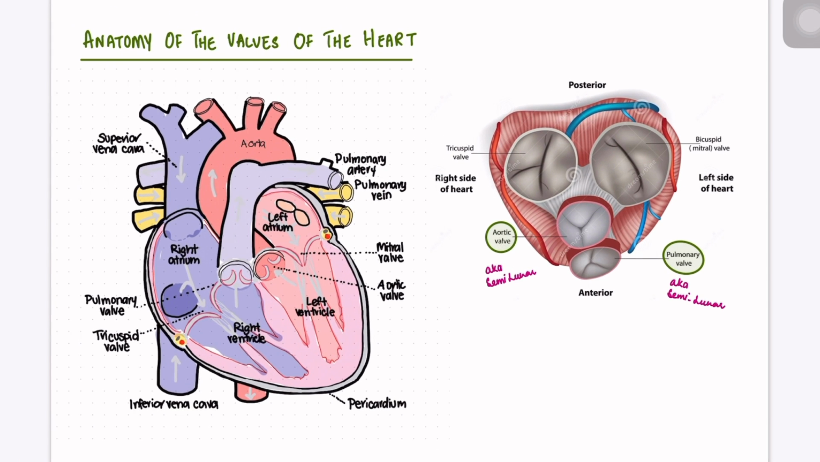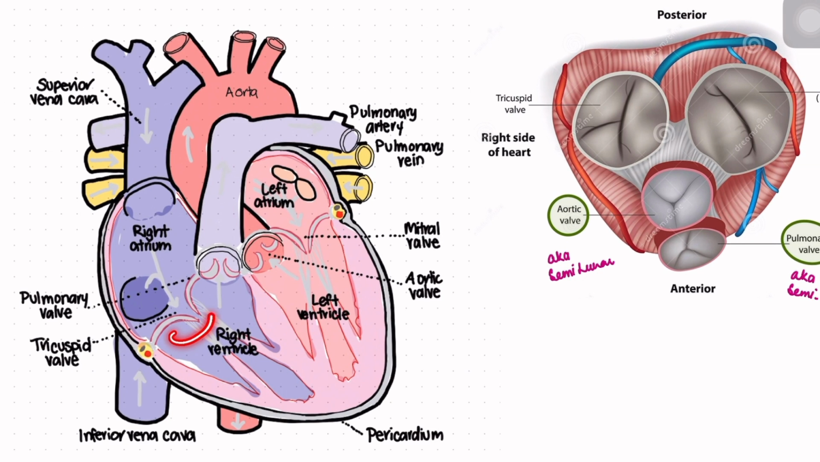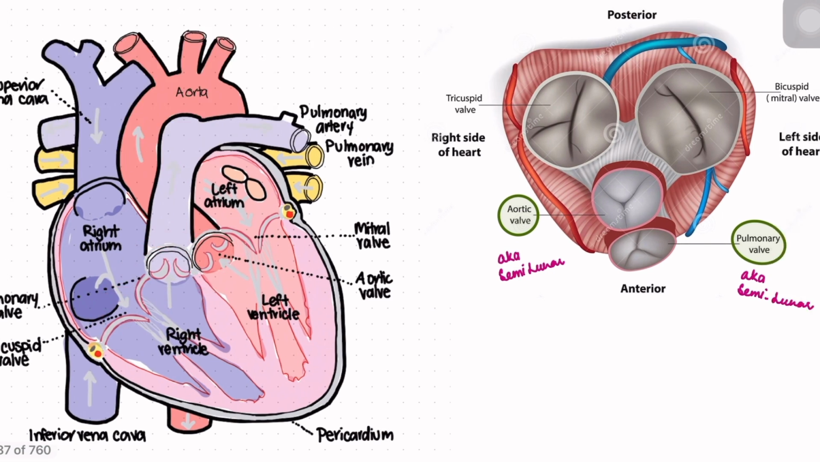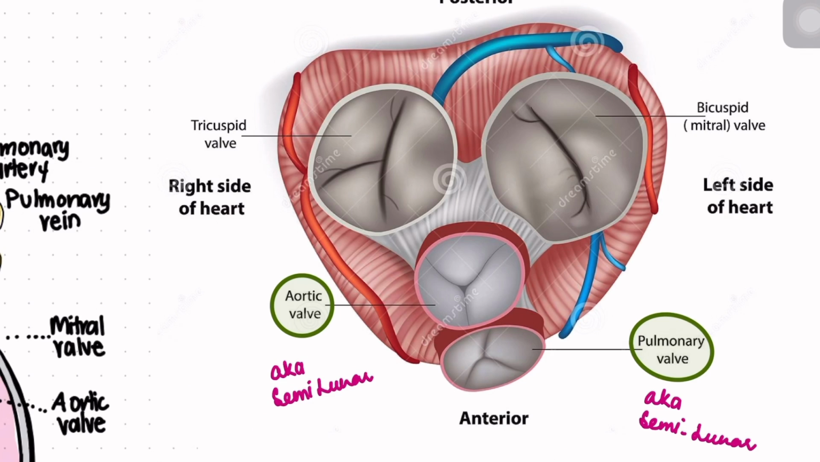Now that we've discussed this, and now that we know the locations of the different valves, let's look at the valves themselves. We have four basic valves in the heart, and three of which are tricuspid. So the tricuspid valve, the aortic valve, and the pulmonary valve. All of these are tricuspid valves because they have three cusps. And there's only one valve, the mitral valve, which is between the left atrium and the left ventricle, which is going to be a bicuspid valve.